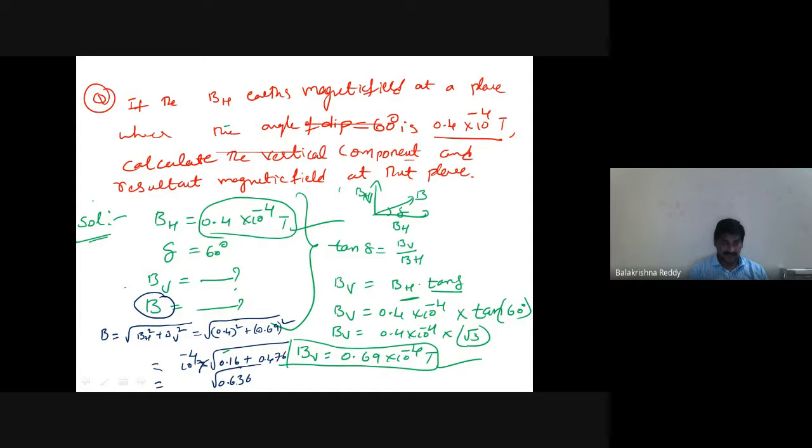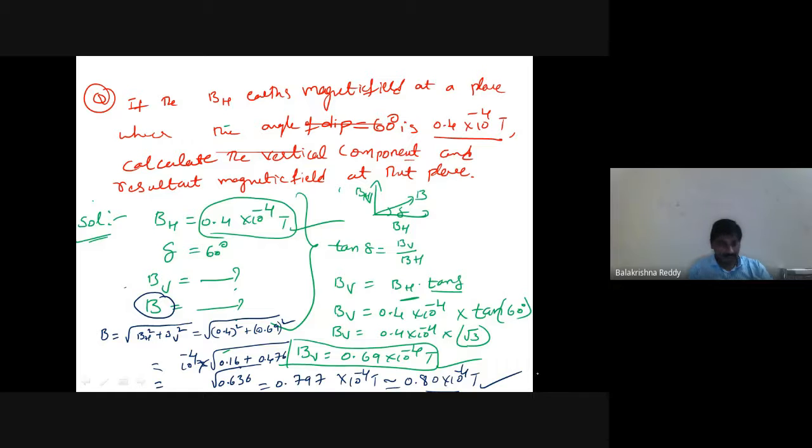0.6361. So this is, if you do the square root, it gives the answer 0.79... 0.797 into 10 to the power of minus 4 Tesla. That is approximately equal to 0.80 into 10 to the power of minus 4 Tesla. But when you do it like this, the value feels heavy and the calculation is heavy.